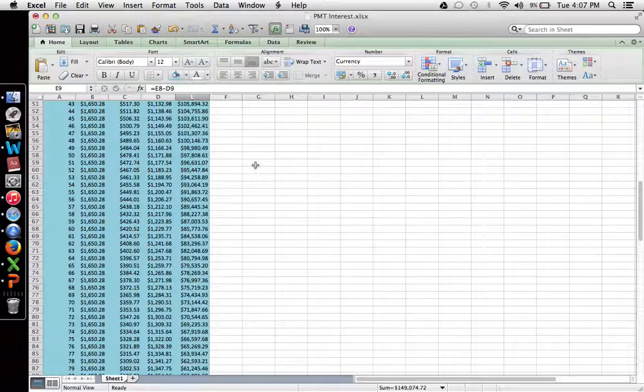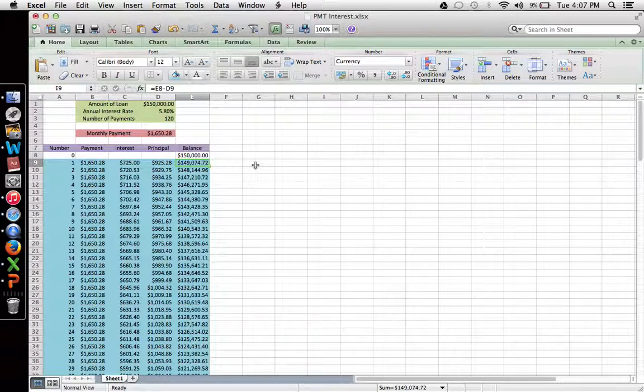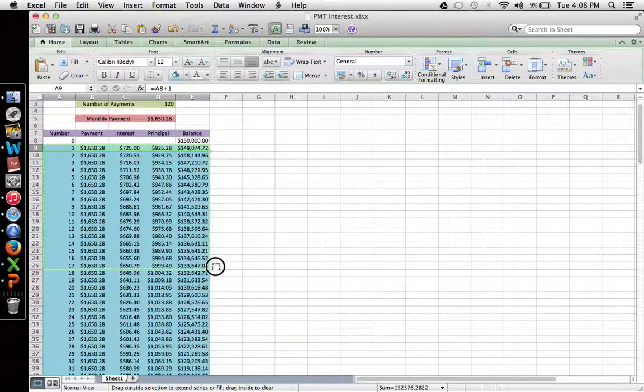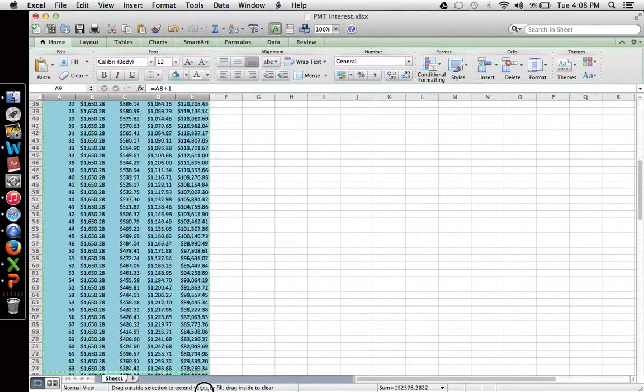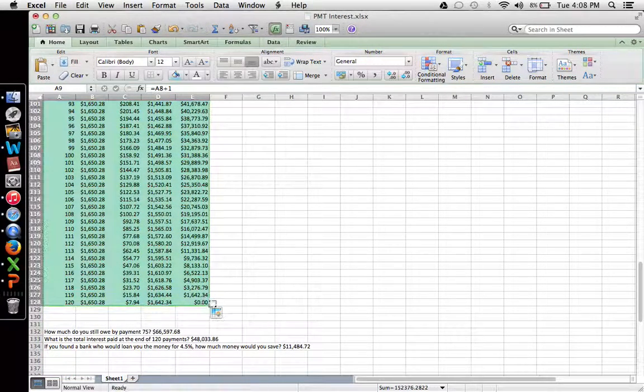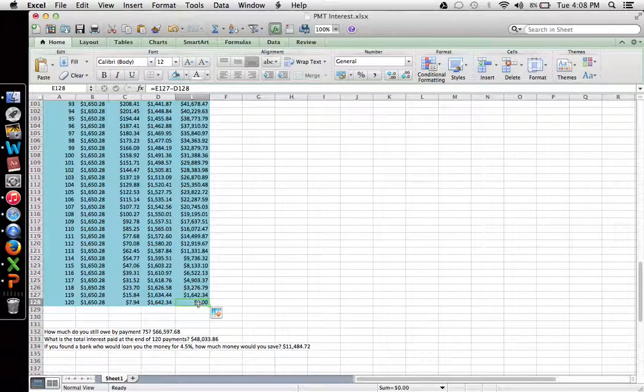Now you could take the time to do this for every single payment, but since we had 120 payments, that would have taken quite a while. So all I did was highlight it across, and then when the little box in the corner turns into the smaller cross, you just drag it all the way down to where you need it to be. Since it started on row 8, we're going to go all the way down to 128. That'll give us 120 payments, and there you go. Now you have your balance of 0, and it calculates it all for you.